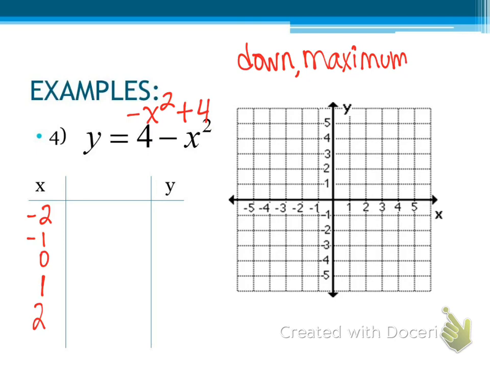When we plug in a -2, -2 squared is 4. The opposite of 4 is -4, and then we add 4 to that. 0. So -2, 0 is one of our points. How do we get there? Yes, on the graph. How do we get there?